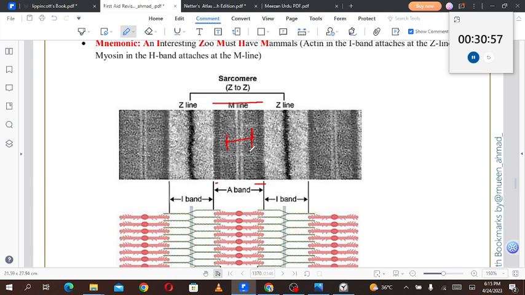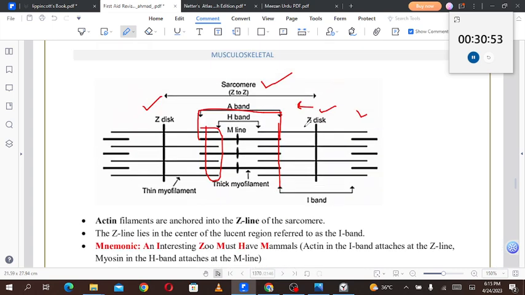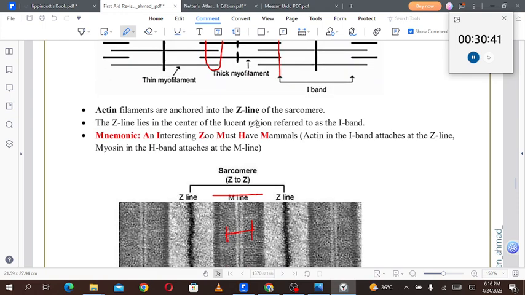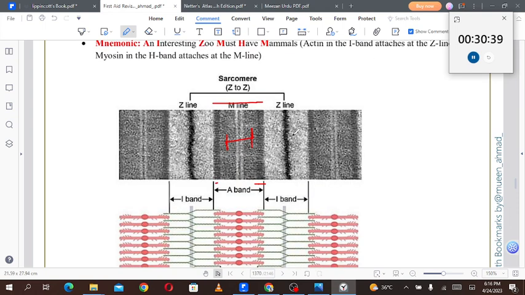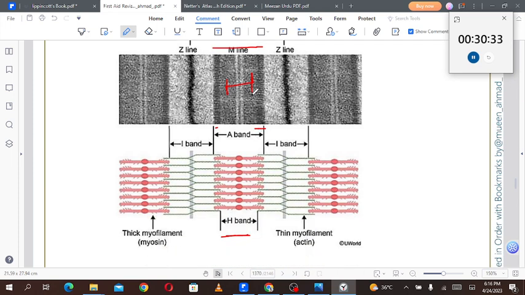Now, whenever the sarcomere contracts, the actin filaments will move towards the center, that is the M line. When these actin filaments move towards the M line, the overlap area will be increasing. When the overlapping area increases, the darker area will increase and the lighter area will fade out. So that is why we say that the H zone changes with the contraction.